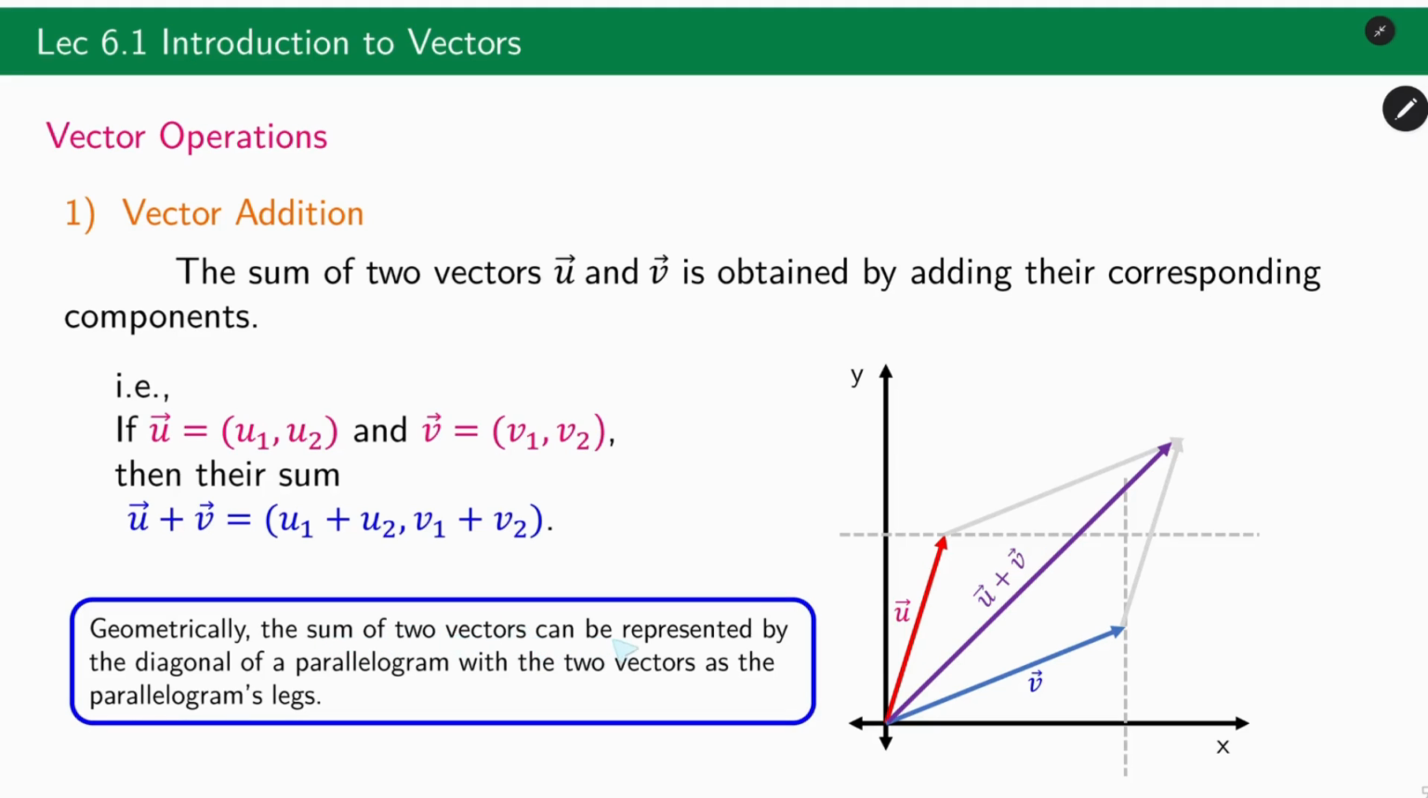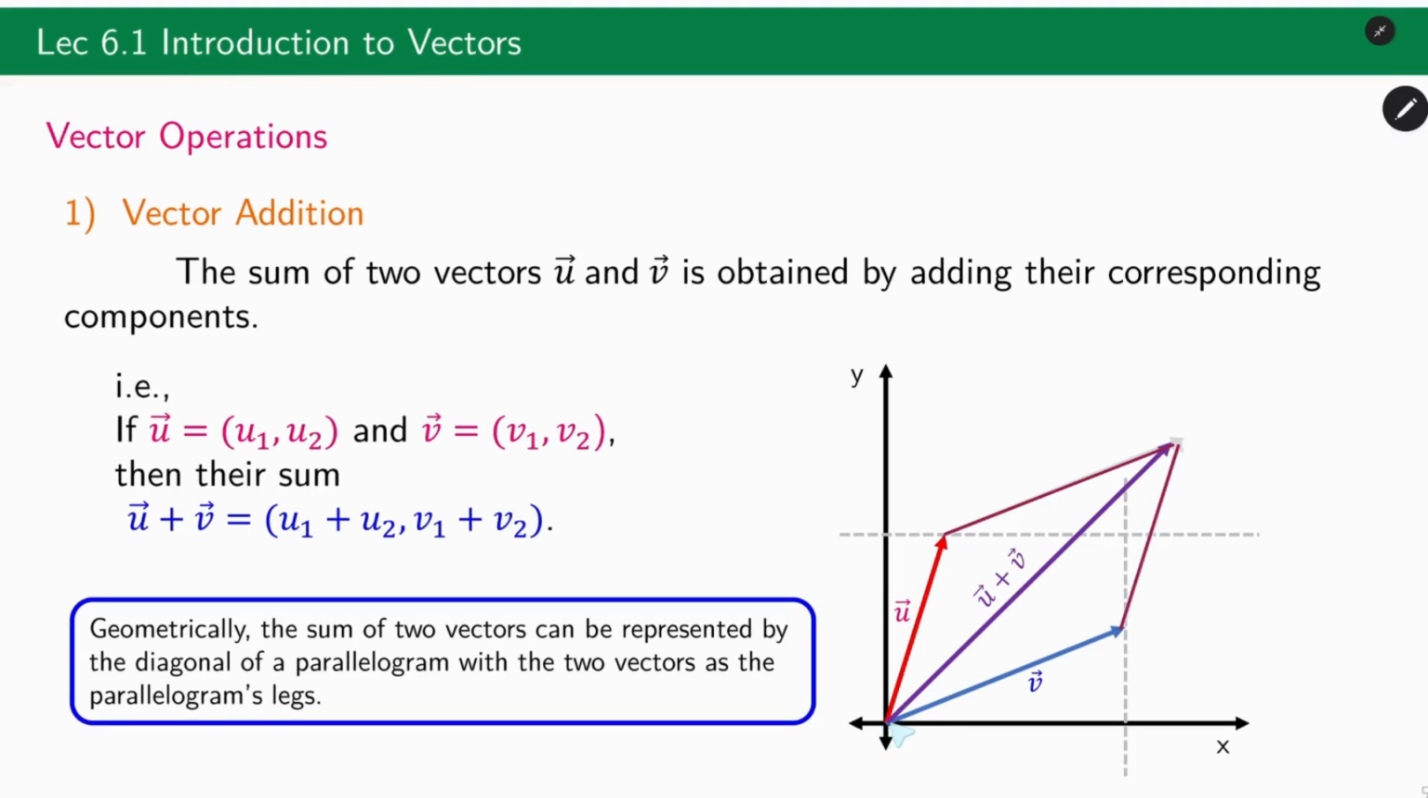Geometrically, the sum of two vectors can be represented by the diagonal of a parallelogram with the two vectors as the parallelogram's legs. As you can see here, we have vector u and vector v. We can actually extend or replicate the vector v here, parallel, and then vector u here.